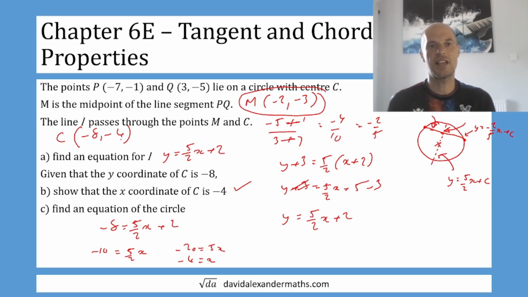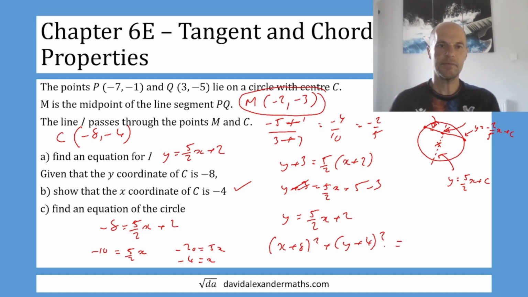So if this is the centre of the circle, then the equation of the circle is going to be x plus 8 all squared plus y plus 4 all squared equals something. Okay, now we know that we've got 2 points that lie on the circle, so we can substitute them in to work out my r squared. So let's substitute it. It doesn't matter which one we use. Let's go with 3 and -5.